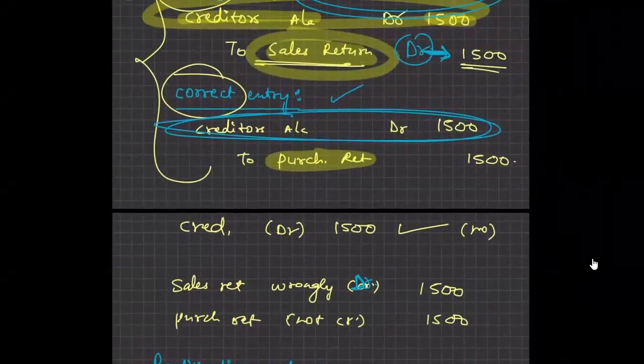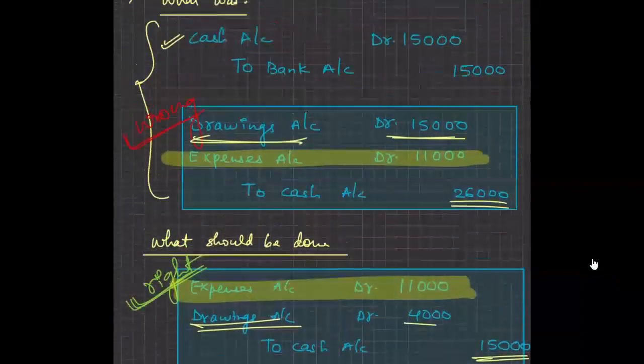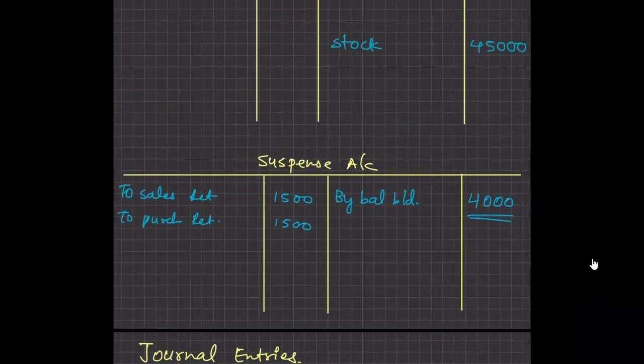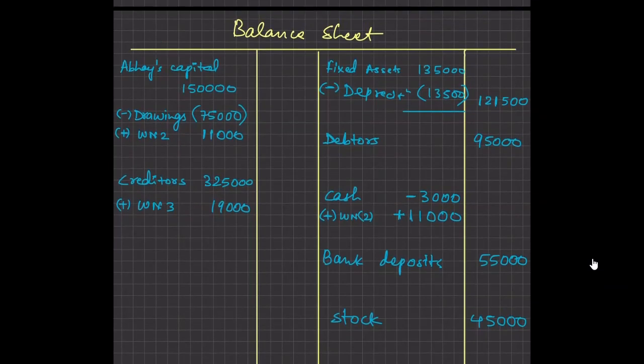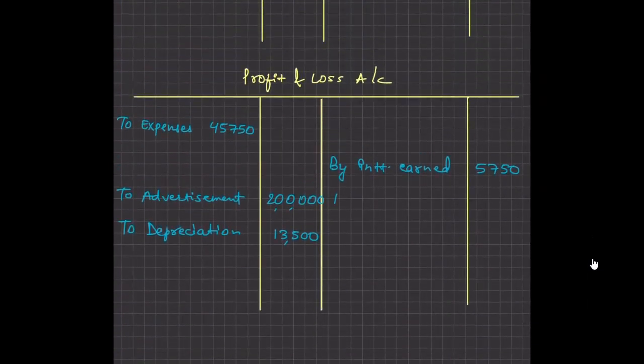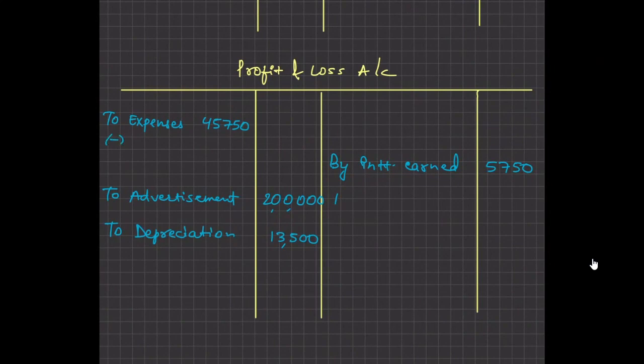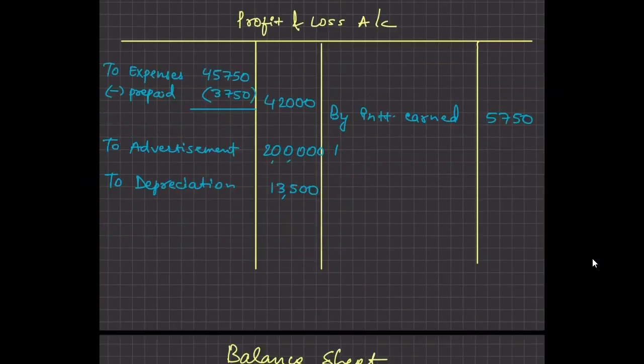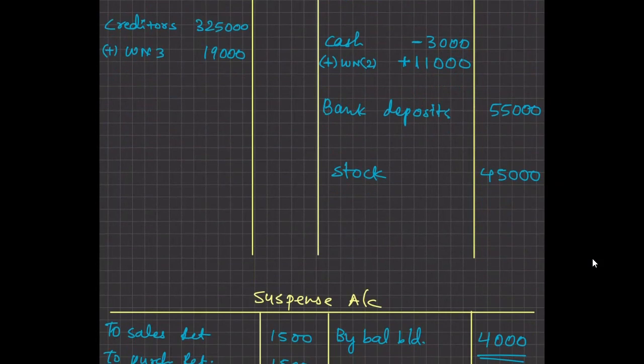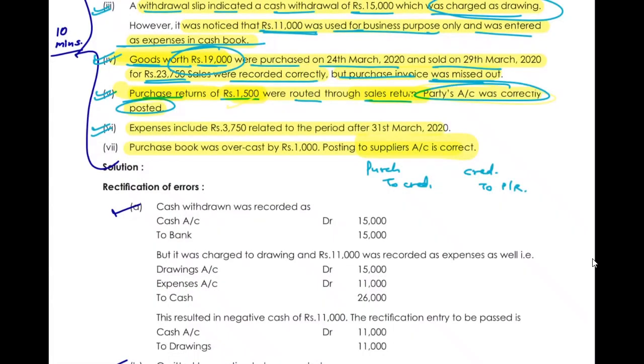So if you see your expenses in your P&L account, so prepaid would be deducted 3,750 from here, and in outer column it will come 42,000. Okay, and in your balance sheet it would be prepaid expenses, that is your asset, 3,750 rupees. That was your point number 6 of your book.